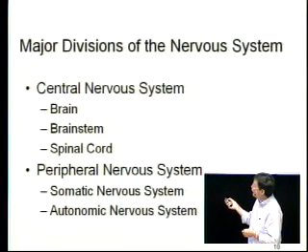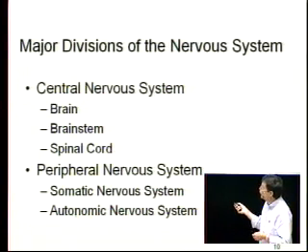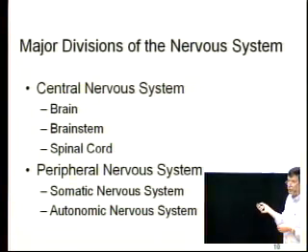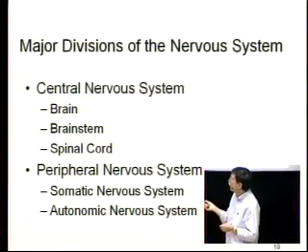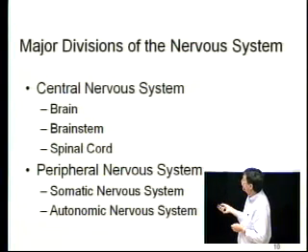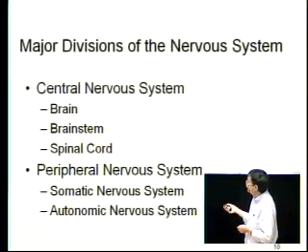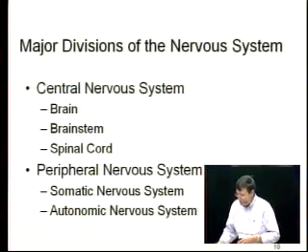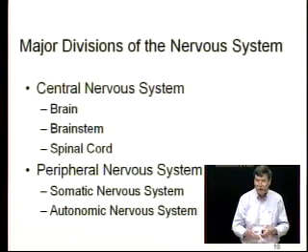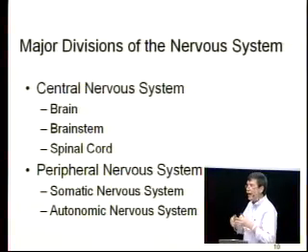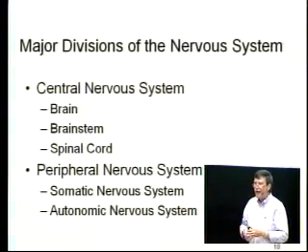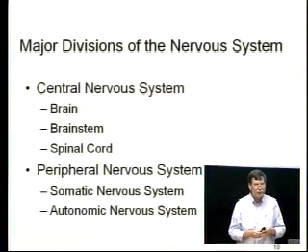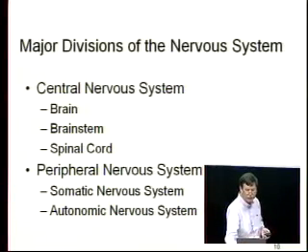Within the central nervous system, we distinguish between the brain, the brainstem, and the spinal cord. I'm going to talk about the spinal cord today. We'll talk about the rest of it next time. In the peripheral system, we distinguish between the somatic nervous system and the autonomic nervous system. Okay? Major divisions. Now we've basically finished our anatomy. Let's look at how some of these things work, what their functions are.